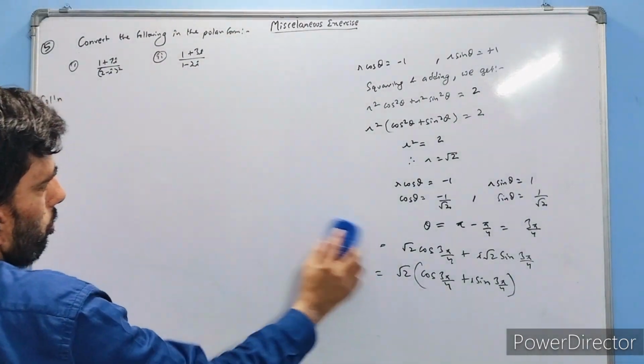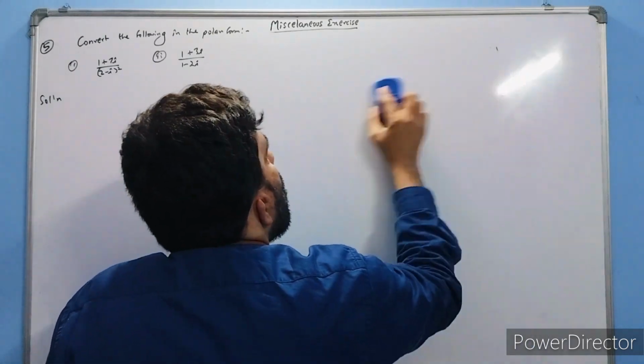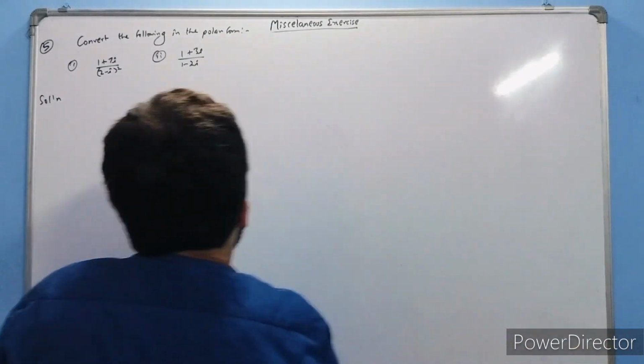I hope it's clear to everyone. So now what is my next part? Well, see, my next part is (1 plus 3i) upon (1 minus 2i). So now what can we do here? Now a simple form. Now we'll rationalize it.